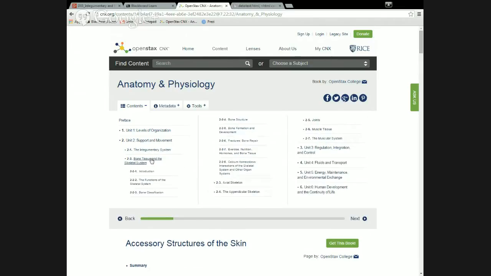For the bone tissue, there's some general instructions about the functions of the skeletal system, and then it concentrates on the structure of bones as an organ, which we want to talk about. And then this section here says bone formation and development is really about how bones grow. And for this chapter, that's what it's basically about, what bones are and how they grow.